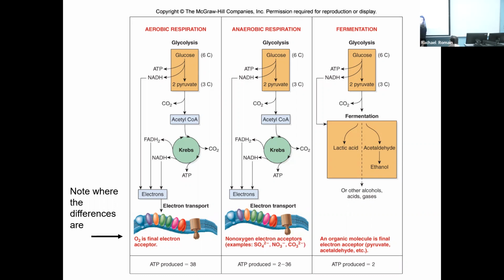$38 ATP in aerobic respiration. Anaerobic respiration is less efficient, somewhere between 2 and 36. It's going to vary for every organism. Okay.